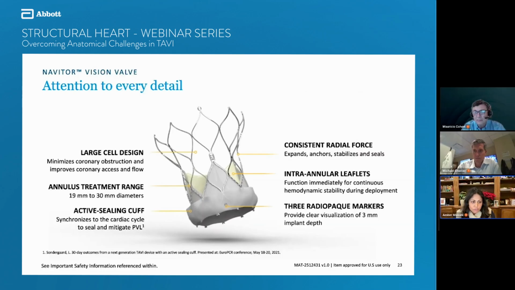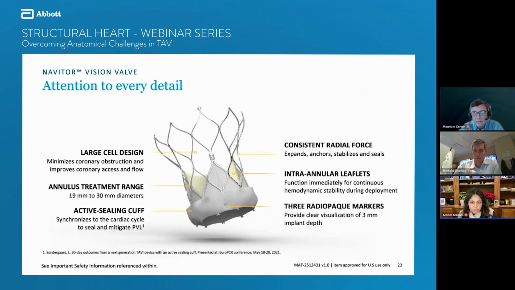I mentioned to you that the treatment size here is very broad. There's some kind of overlapping of the treatment sizes when you look at the size guidelines. And I think that really allows us to kind of customize the valve that we're choosing based on the anatomy, not just with regard to their annular dimensions, but also with the amount of calcium they have, their sinus sizes, coronary heights, et cetera.